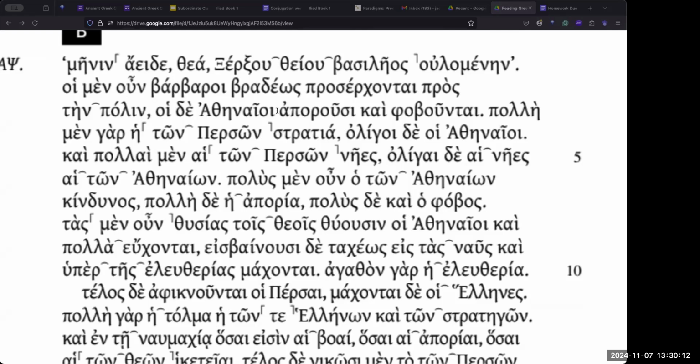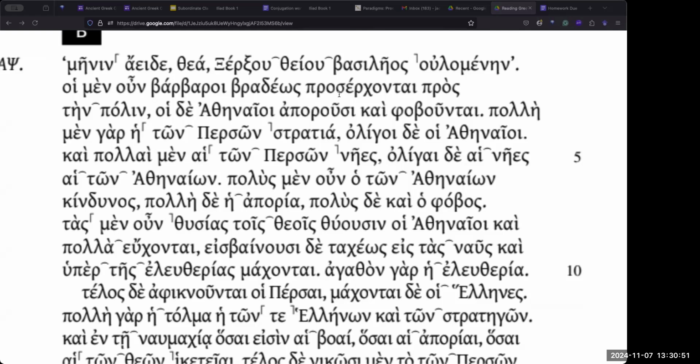And the Athenians were in a state of, let's say, a loss. They were at a loss and they were fearful. Okay, so that's what we want to say. Because it says they are approaching and the Athenians are at a loss and they are fearful. So what we want to say is they were approaching, right? So we need to turn proserchontai and aporousi and phobountai into the imperfect.